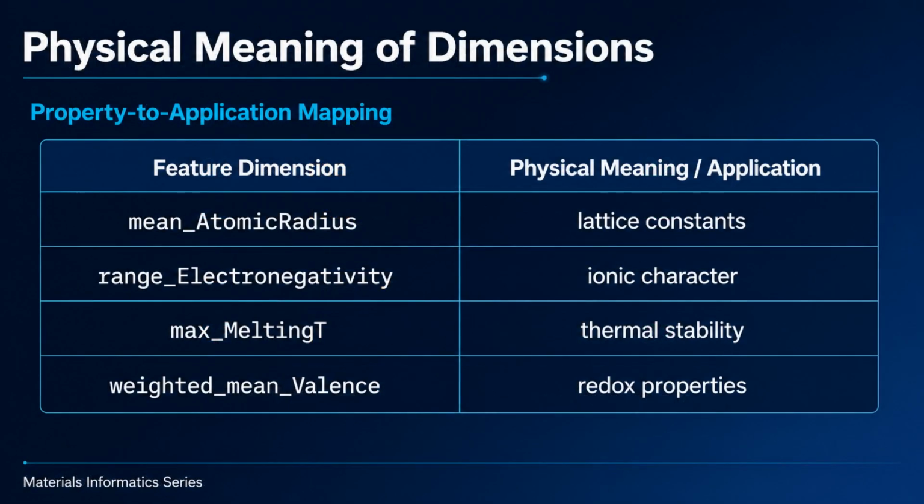Each dimension represents a physical quantity that affects material properties. Mean atomic radius relates to lattice constants and ionic conductivity. Range of electronegativity indicates ionic bonding character and band gap. Maximum melting temperature predicts high temperature stability. Weighted mean valence relates to redox properties and catalytic activity. This interpretability is a key advantage over black box learned representations.